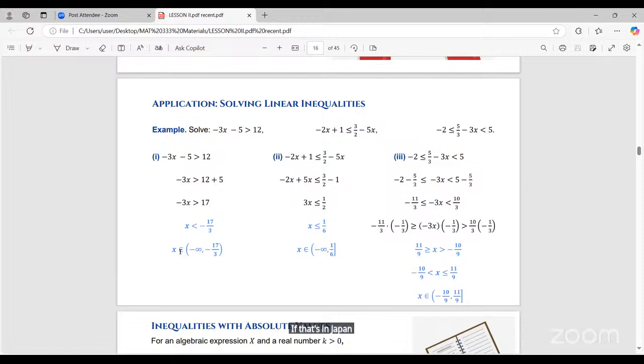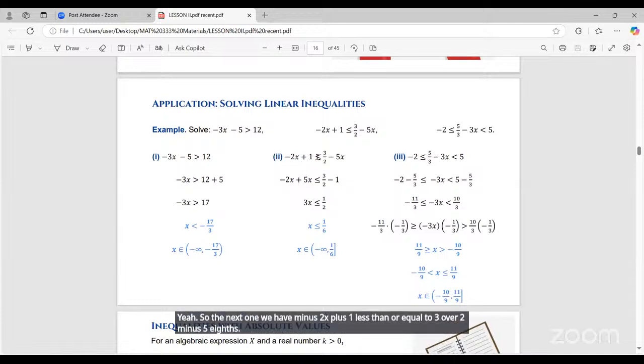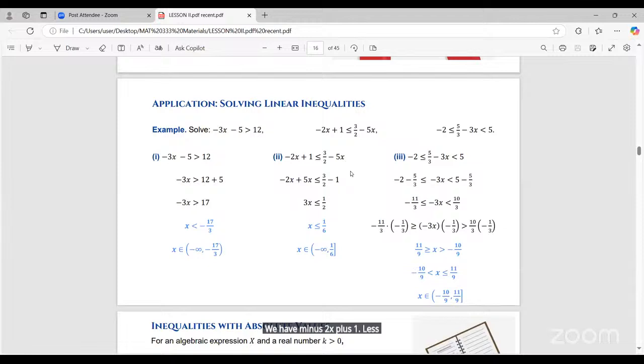It is clear. So the next one, we have minus 2x plus 1 less than or equal to 3 over 2 minus 5x. Minus 2x plus 5x being less than or equal to 3/2 minus 1. Is it clear? Once they move, their signs will change. So we have minus 2x plus 5x will give you 3x, and 3/2 minus 1 will give you 1/2.